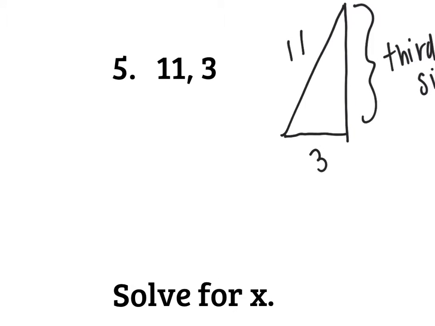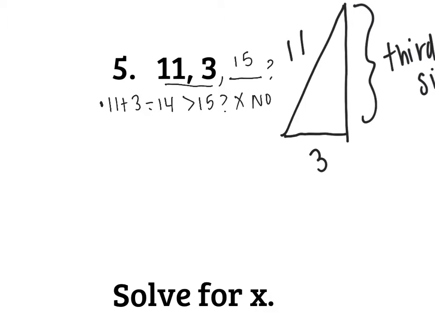So what this means is that I need to figure out what side length would make that triangle inequality theorem actually hold. So let's test out a couple different ones. What if I said that this third side length was 15? So then we would need to test it. 11 plus 3, that's our first two, is 14. Is 14 bigger than 15? No, it's not, so that wouldn't work. 15 would not work. Okay, so I'm going to use red and say, nope, 15 doesn't work.